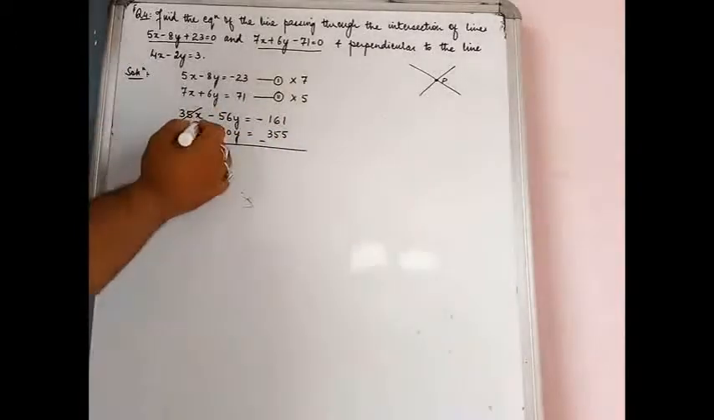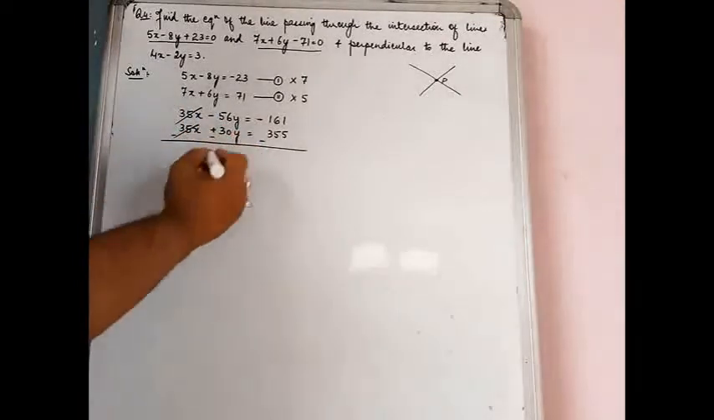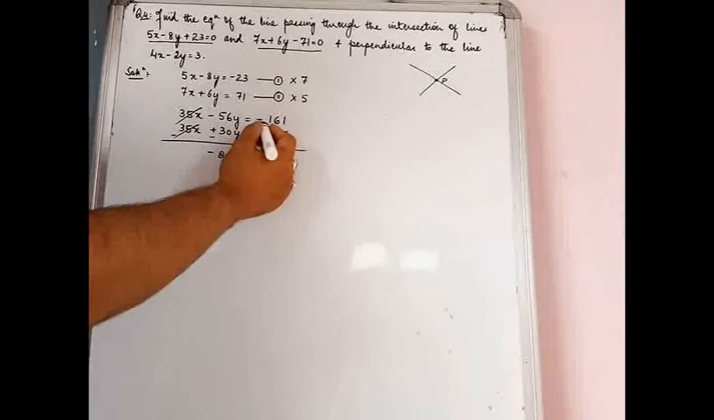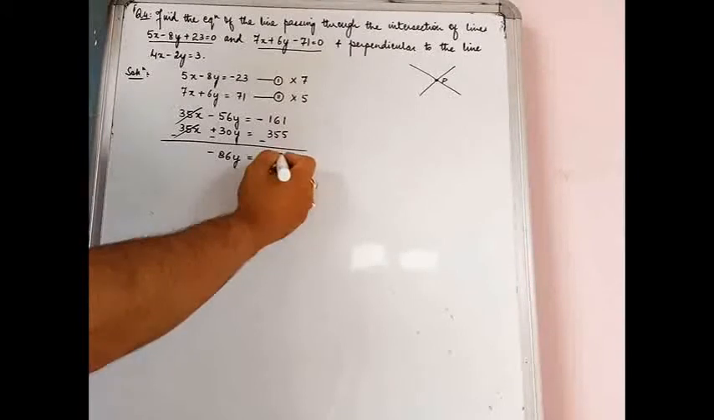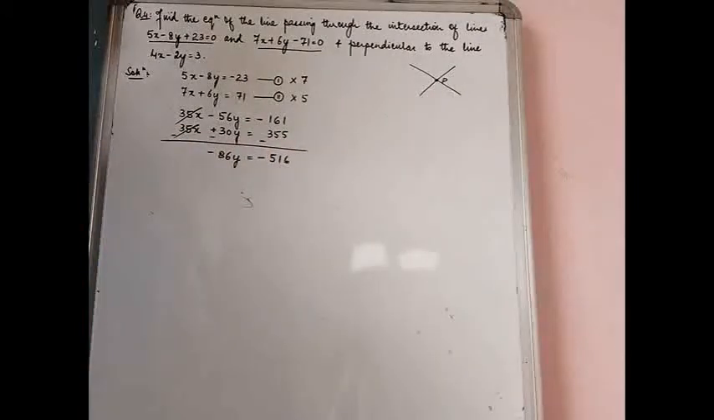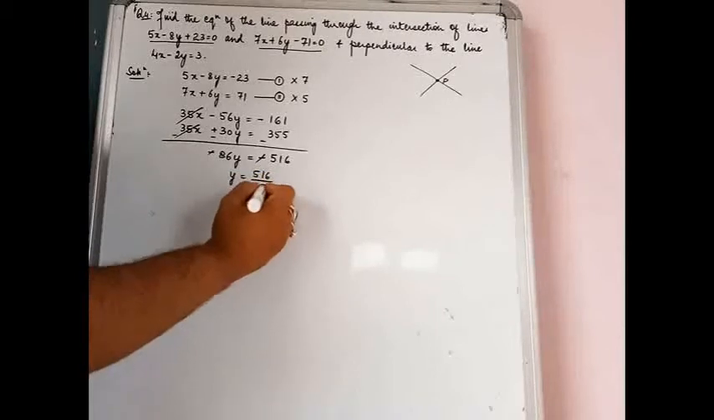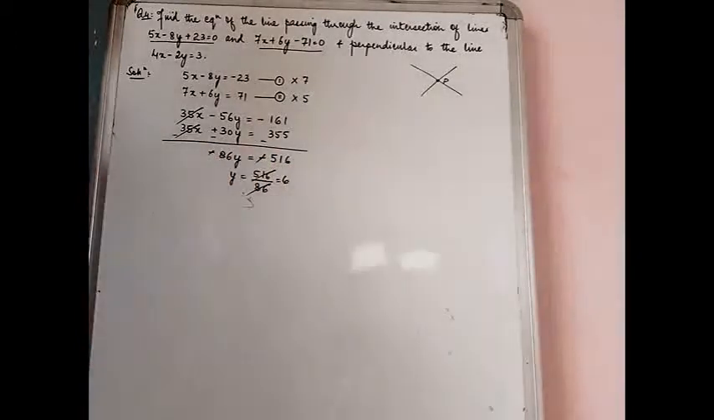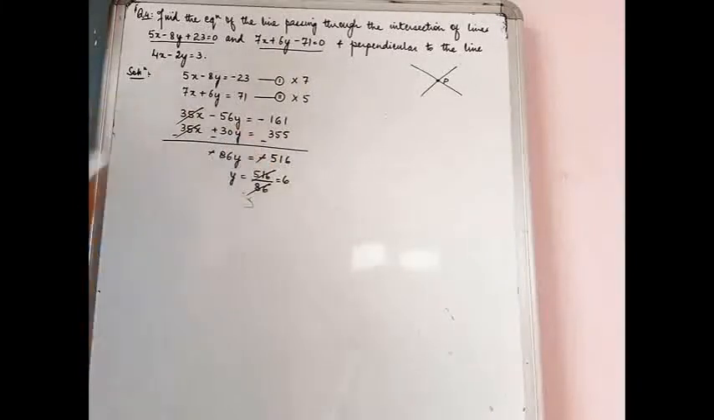So 35x minus 35x, they get cancelled off. Minus 56y and minus 30y will make it minus 86y is equal to, obviously, minus 161 minus 355. When they get added, we get 5 and 1 6, 6 5 11, 3 and 1 4 and 1 5. Okay, so minus and minus gets cancelled. You have y is equal to 516 divided by 86. Okay, this gets cancelled straight away. You get a value of 6. 6 6s are 36, carry 3, 6 8s are 48 and 3 51. So we get a y value of 6.